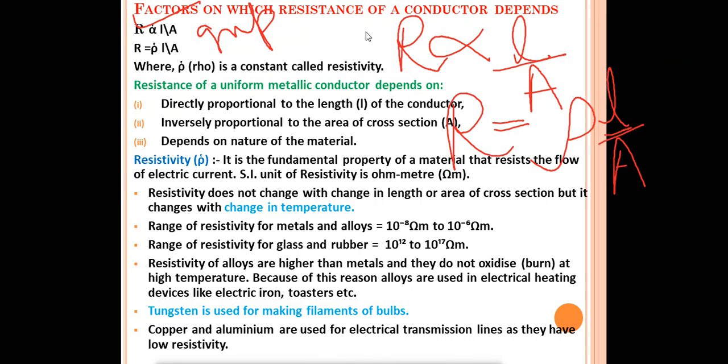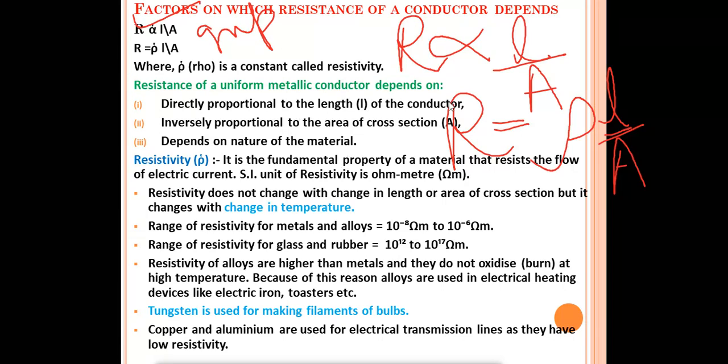Now we'll look at the factors on which resistance of a conductor depends. As you can see in this formula, resistance is directly proportional to the length and inversely proportional to the area of cross section. Those are the factors we have to write. Resistance of a uniform metallic conductor depends on, first, it is directly proportional to the length of the conductor L; second, inversely proportional to the area of cross section A; and third, it also depends on the nature of the material. Whichever material we take, metal or alloy, the resistance of the conductor will depend on that. So these are the 3 factors on which resistance of a conductor depends.